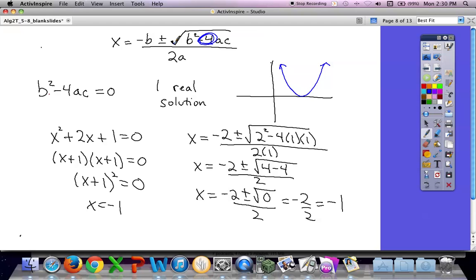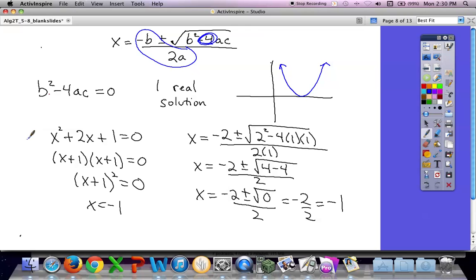Right? So in that case, it's still a real number solution because this here is real. But it's only one answer. You don't get two because plus or minus 0 gives you the same number anyway. And that looks like, on the graph, the parabola's vertex is right on the x-axis. It touches and then it goes back in the same direction. Right? That's what it looks like. This is an example of it.